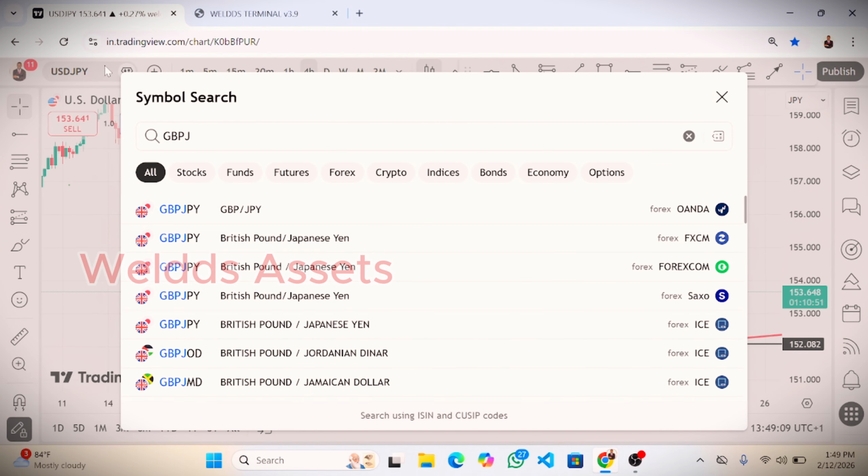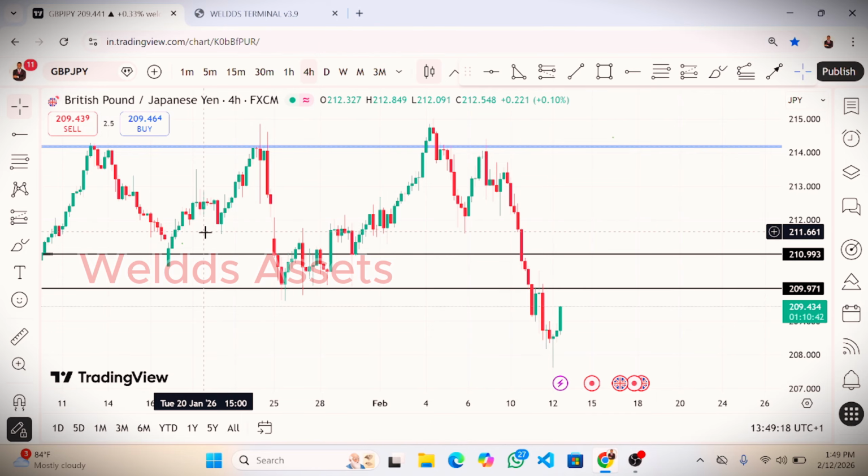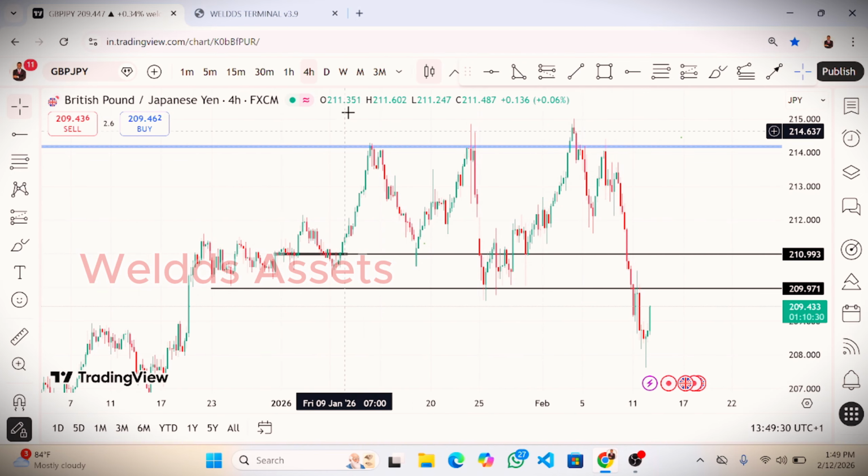So let's look at pound against Japanese yen. I like trading the Japanese yen pairs. One of my reasons is that anytime I get a valid entry, they used to move very fast and I get a risk to reward ratio of minimum of 3 times most of the time. This is the pound against Japanese yen.